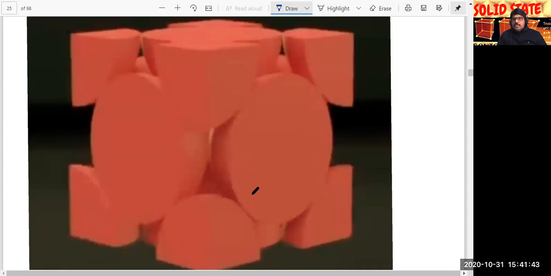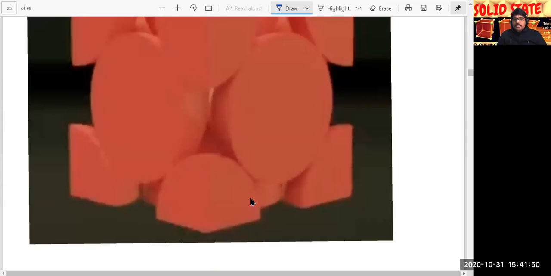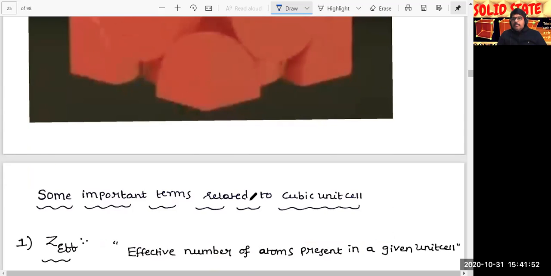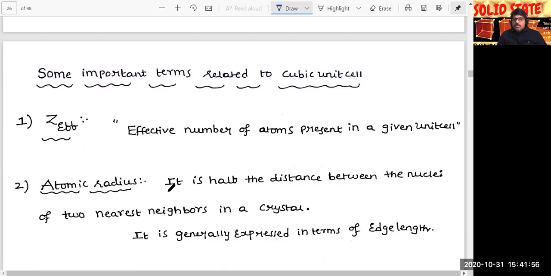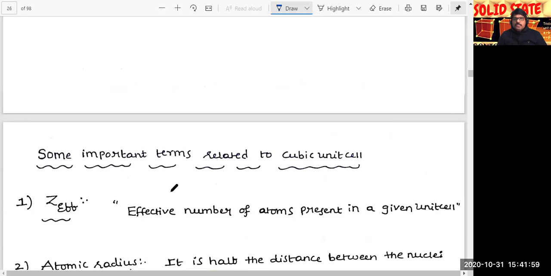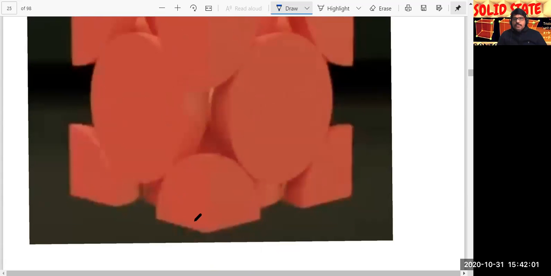And this is solid state part 4. In the continuation video, we'll be talking about different parameters like Z effective, atomic radius, and coordination number. Those things we'll be discussing in the next video.